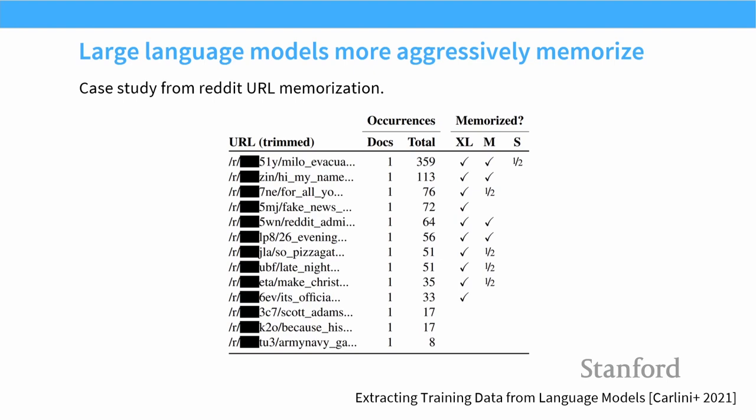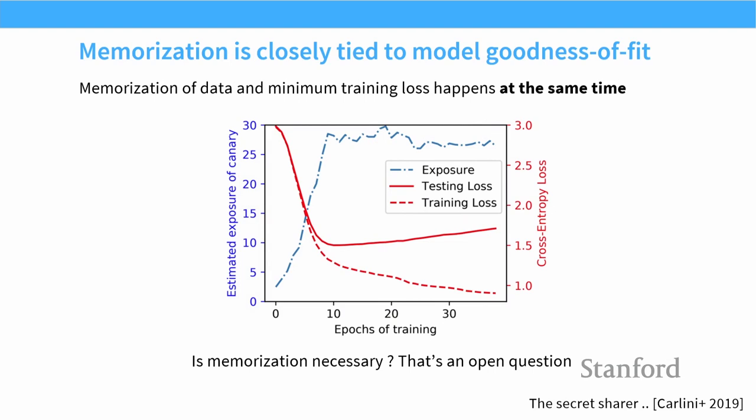And there are arguments to be made by fairly smart people with nice evidence that memorization is a fundamental property of neural networks. And in fact, with our current training paradigm, it is unavoidable. So shown in this plot is the performance of a language model. On the x-axis is how long we train for, and there are two different y-axes. The blue y-axis is how much we've memorized. That's a technical term, but you can think about it colloquially. On the right side is how well our model fits both the training and the test data.